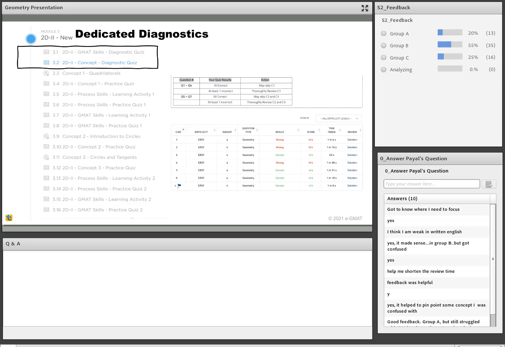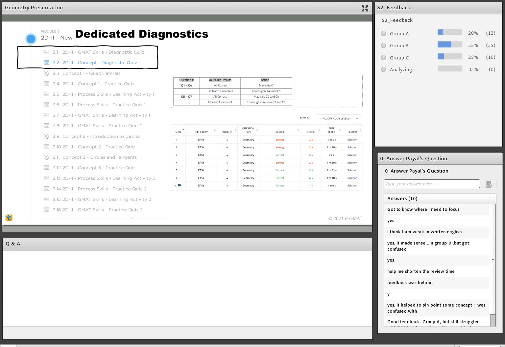And what is that dedicated, so what do those diagnostics look like? You have GMAT skill diagnostics, so it's very similar to the first set of 4 questions that we solved. That set gave you an idea about your current ability to solve GMAT style questions, right? Then you have the concept diagnostics here.